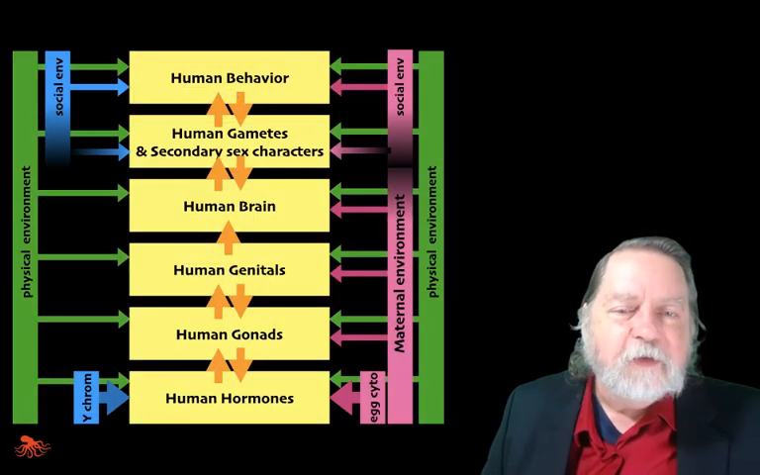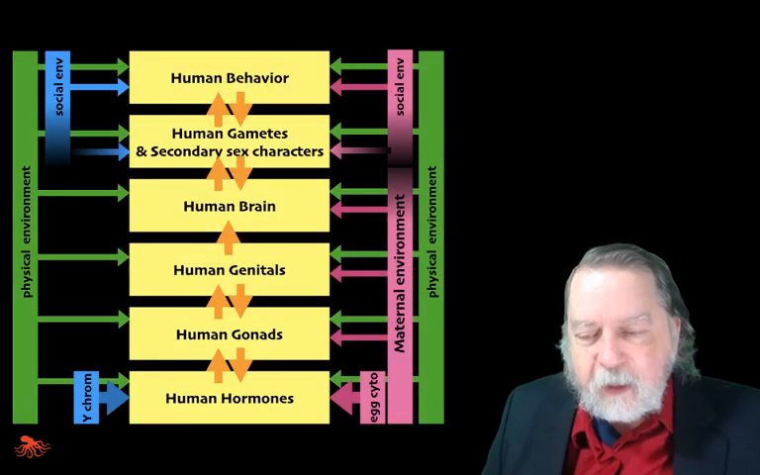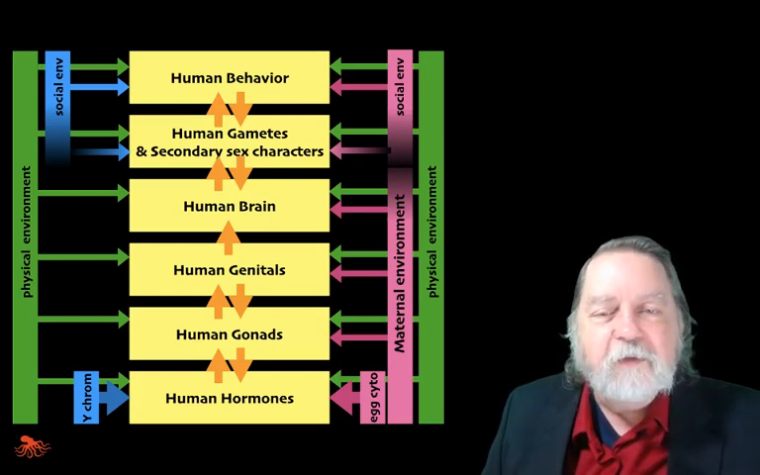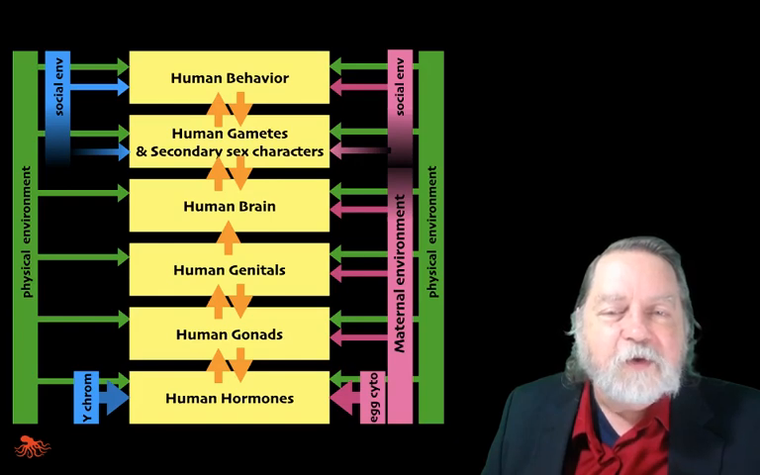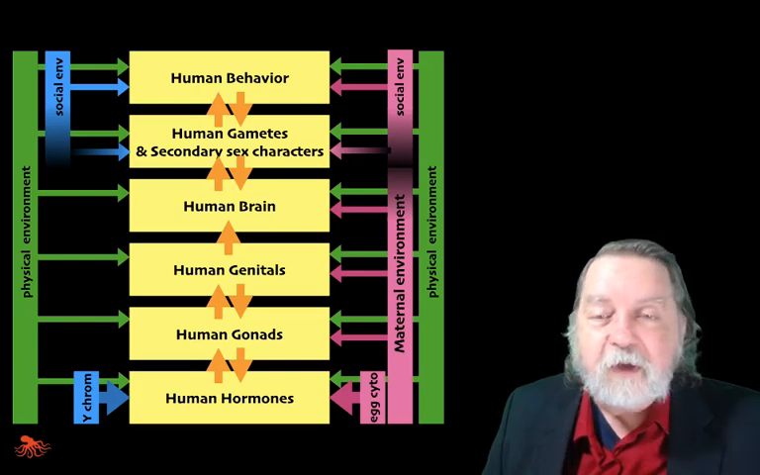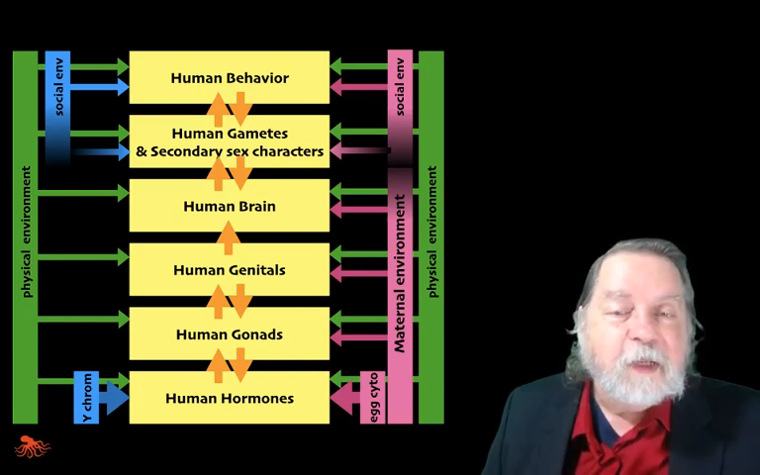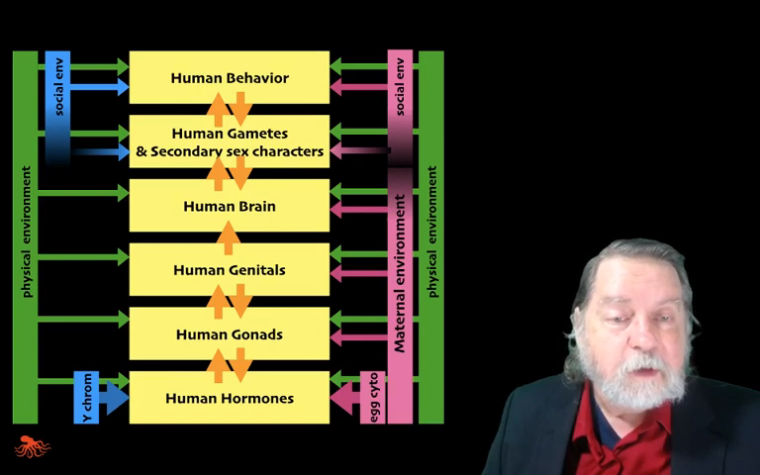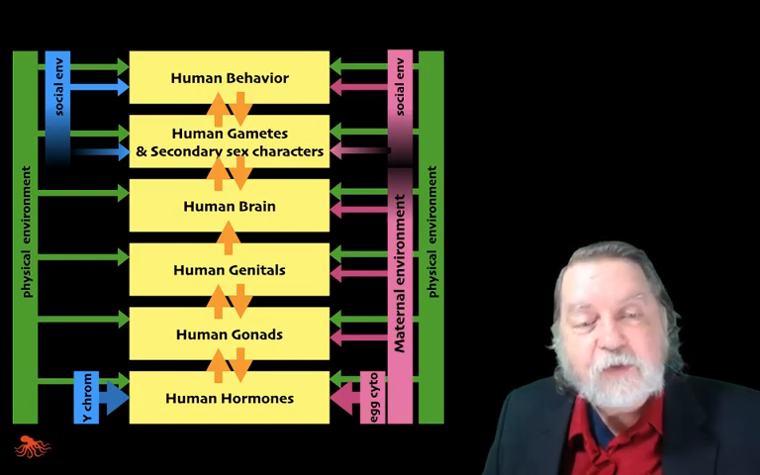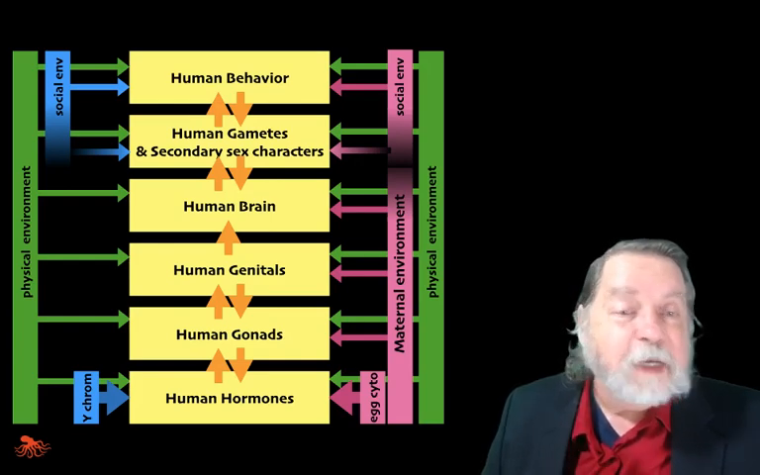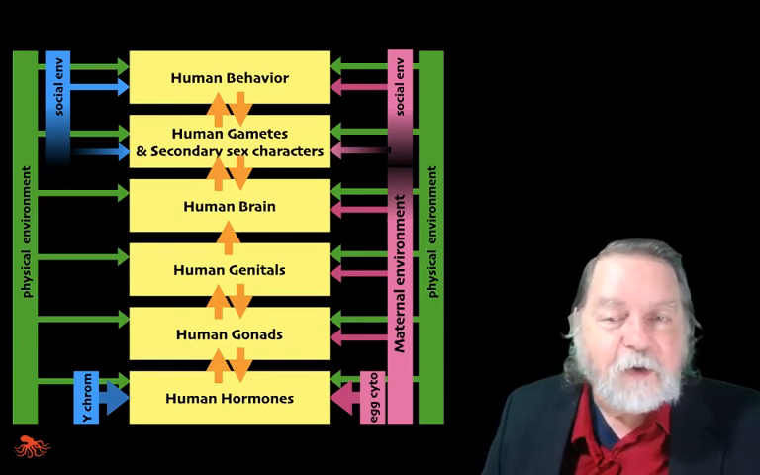Okay, let me go back to this diagram I showed you earlier. Here we've got all these interactions going on, and I've told you already that those bottommost three, the secretion of hormones, the production of human gonads, the production of human genitalia, are all dependent on external factors in the environment. The Y chromosome is a biasing component. It tends to switch production to the male pathway, but it doesn't always work. Usually it works, but not always.